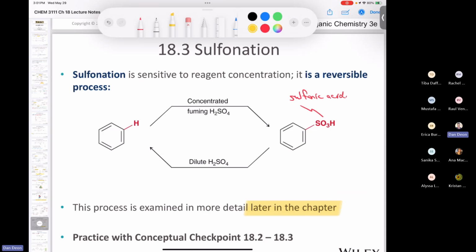And if you remember the idea of the protecting group that we looked at in the alcohols chapter, a sulfonic acid is not a protecting group. It's called a blocking group. Okay, so I'm getting way ahead of the game here, but it's called a blocking group. So you'll see why we use sulfonic acids in a little bit.